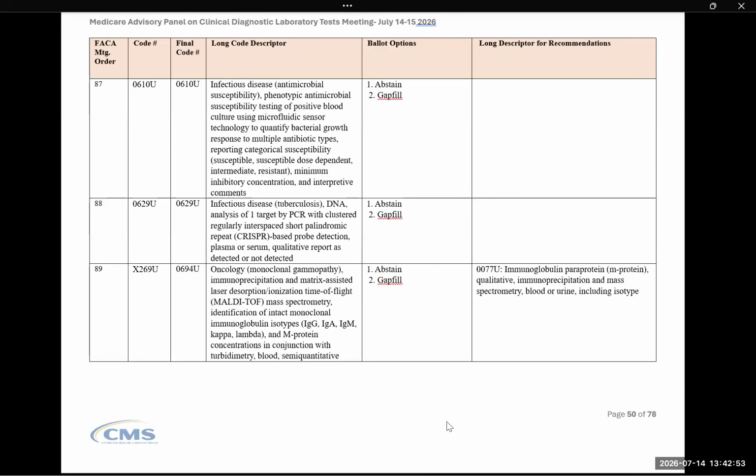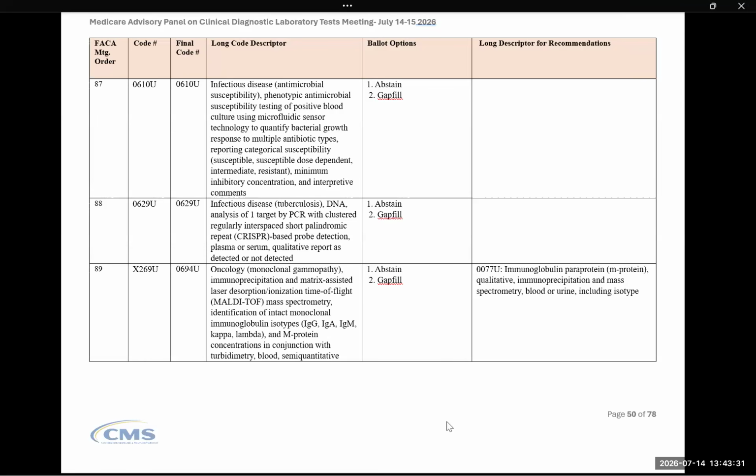All right, if not, panel members, please vote on 0629U. Oh, sorry. 0610U is the code that we are voting on right now. Apologies. Okay, thank you. All right, now we are on 0629U. And this is the final microbiology code for the day.